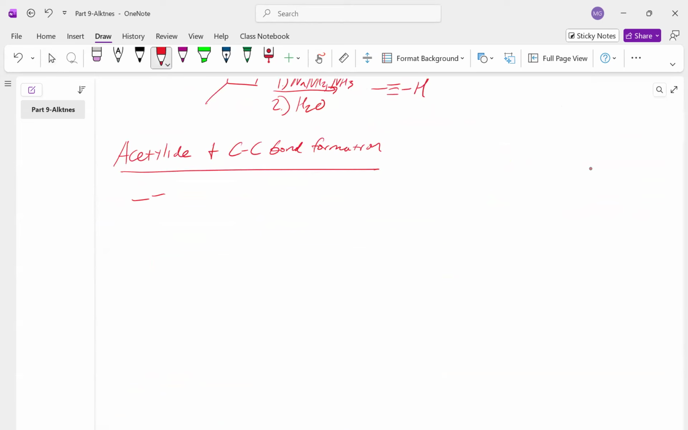So again, just to review, if we take a terminal alkyne, has to be terminal because it has a hydrogen on it, and use a strong base, that hydrogen gets deprotonated and we make what's called an acetylide ion. Now, I want you to take a look at that. You got a carbon with a negative charge. All right, think about that for a second. I'll come back to that.